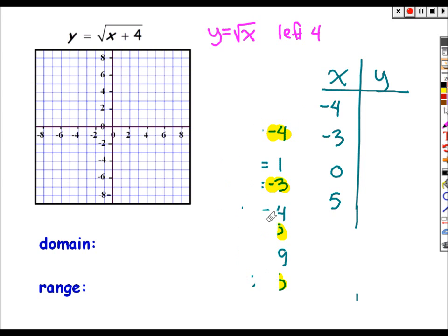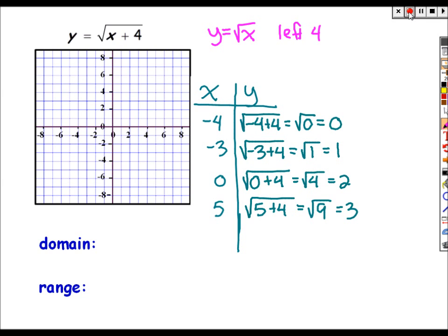All right, so here's my table. Go ahead and input these. Let's see what you get out. So here's my table. Here are my points. Negative 4, 0. Negative 3 gives me out 1. 0 gives me out 2. If I input 5, I get out 3.